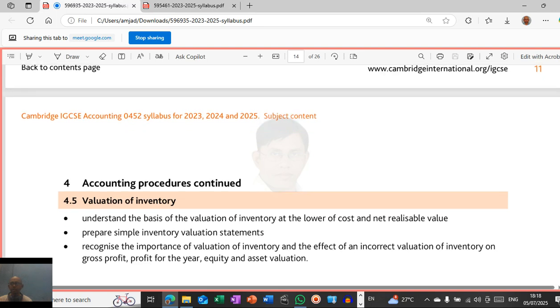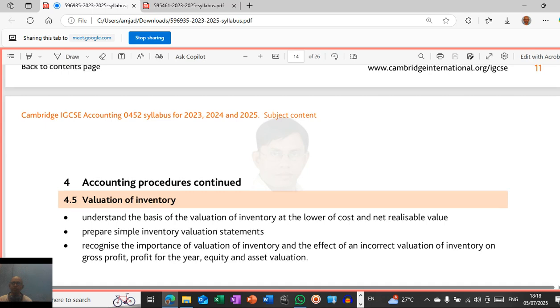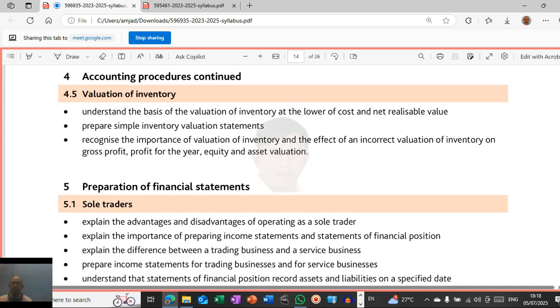So the next step is lesson 4.5, valuation of inventory. Understand the basis of valuation of inventory at the lower of cost and net realisable value. Prepare simple inventory valuation statements. Recognize the importance of valuation of inventory and the effect of incorrect valuation of inventory on gross profit, profit for the year, equity and asset valuation. So this is a very important lesson. Then we'll be learning preparation of financial statements of sole traders.